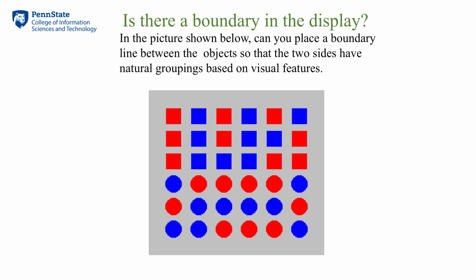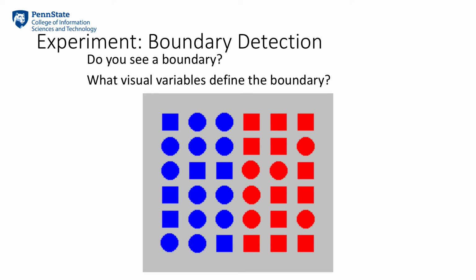The next group of experiments tries to study the effect of color hue and shapes on the boundary detection task. In this picture, do you see a boundary? Can you see it very quickly? Let's look at another picture. Do you see a boundary on this picture? Is that clear immediately? Can you think of which visual variable defines the boundary?